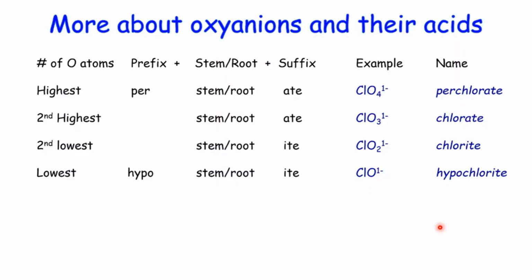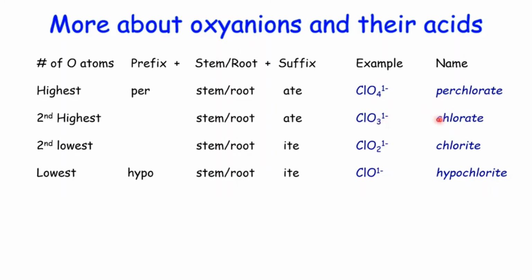Okay, let's take a look. The number of oxygen atoms. Let's start from the highest one to the lowest one. This is the first one, ClO4, 1 minus. That is one oxygen atom more than chlorate. If it's one oxygen atom more than chlorate, we use the prefix per. That's why it's perchlorate.